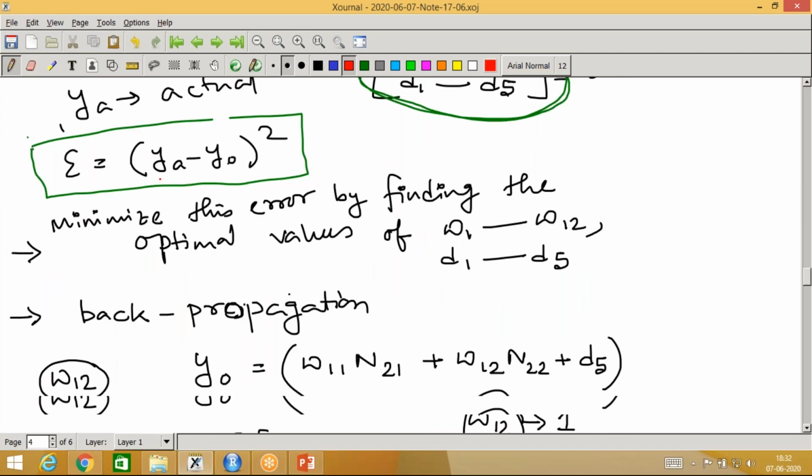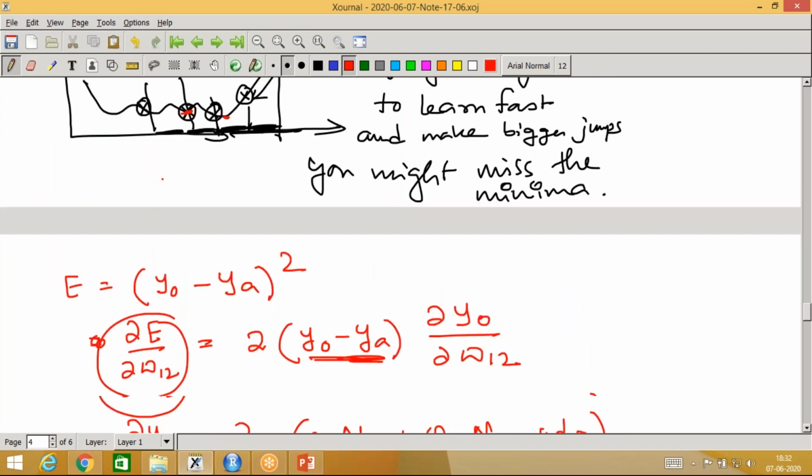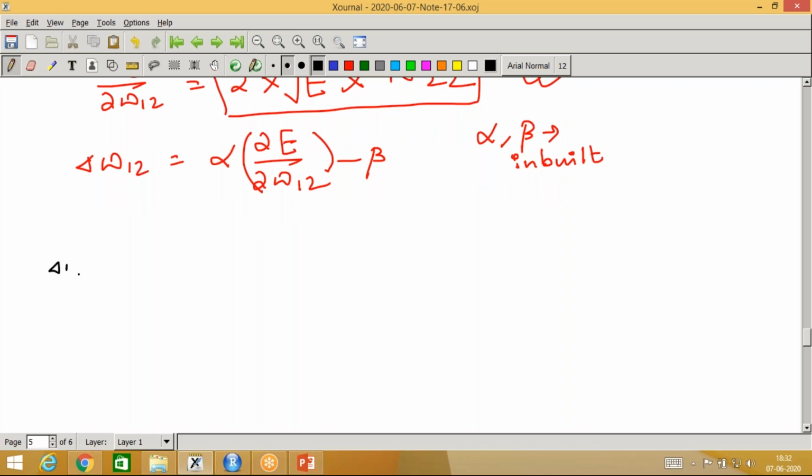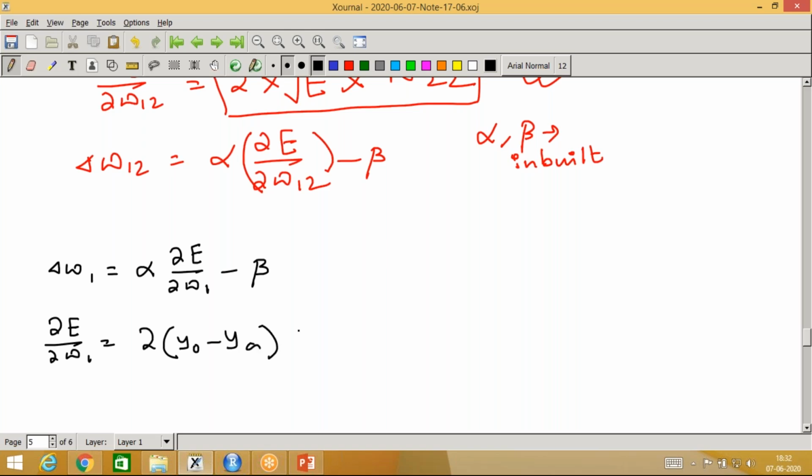W12 was easy. Let us do it for W1. So how much will be the change in W1? That will be alpha into del E del W1 minus beta. Right? How much is del E del W1? This is 2(y0 minus ya) into del y0 del W1.